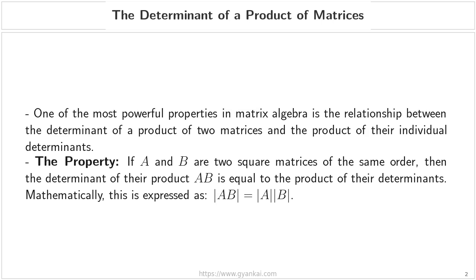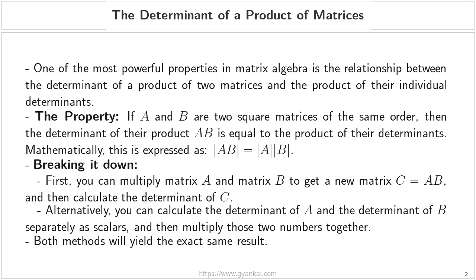If we have two square matrices, let's call them A and B, and they are of the same order, then the determinant of their product, which we write as A times B, is exactly equal to the product of their individual determinants. In mathematical notation, we express this as the determinant of A times B equals the determinant of A multiplied by the determinant of B.